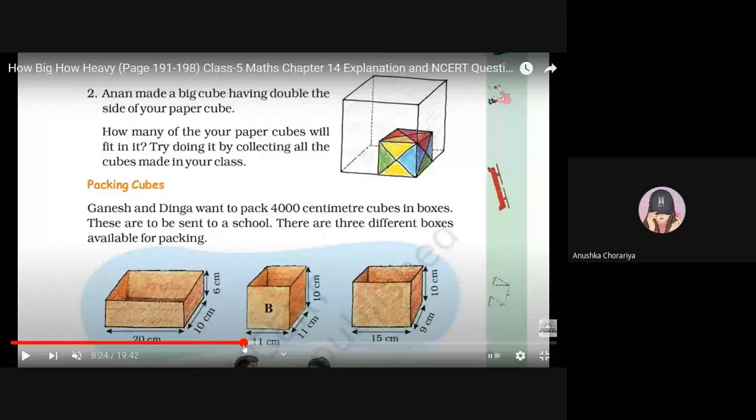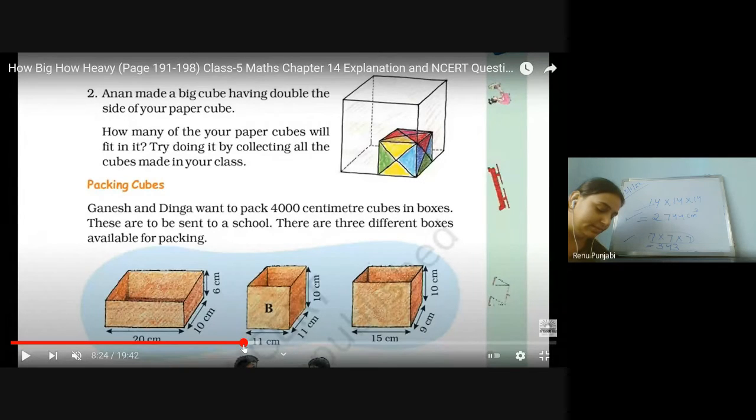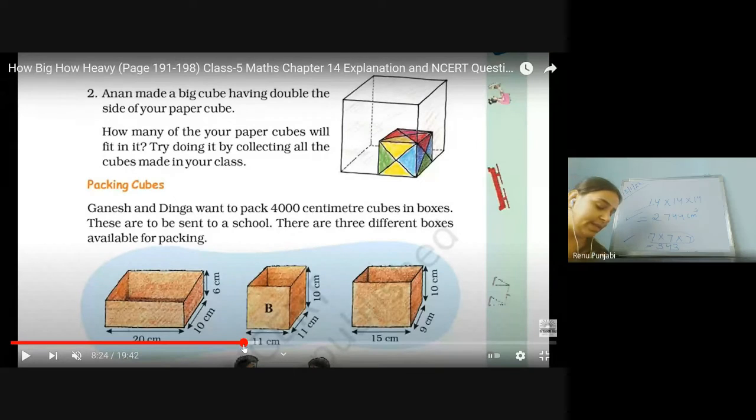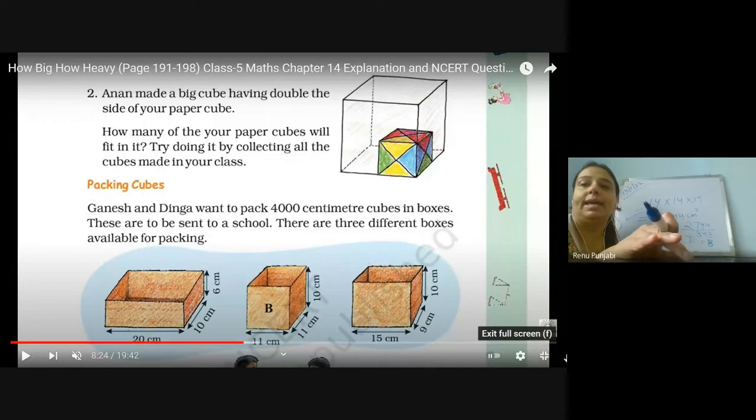2744. What is the answer? I think it is 8. Divided by 343. So how many boxes? Yes, 8. 2744 divided by 343. 8 small cubes will fit in the big box cube.